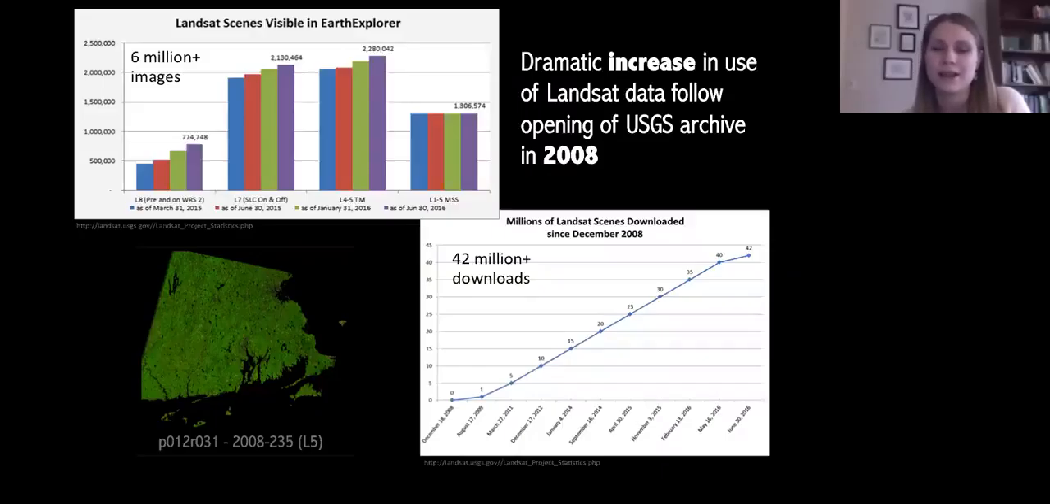And so something like that little movie I just showed would have been impossible to generate without a massive image budget. Since the opening of the archive, there are now 6 million plus images from the various sensors being housed through USGS data distribution centers. And we've seen upwards of 42 million downloads of the archive products. So there's a definitive spike in Landsat use following this free data policy.